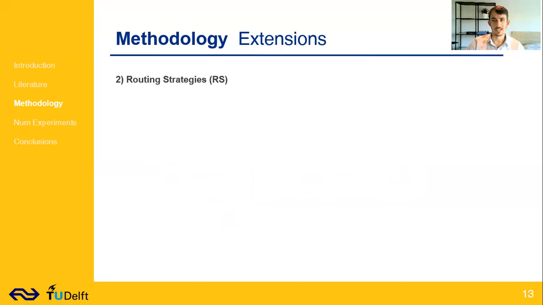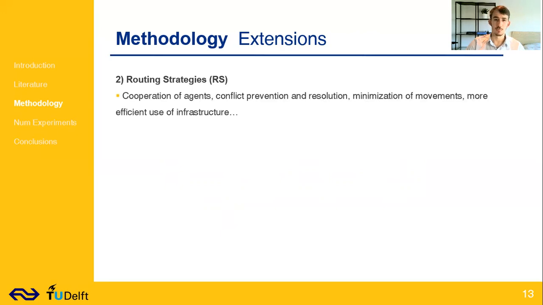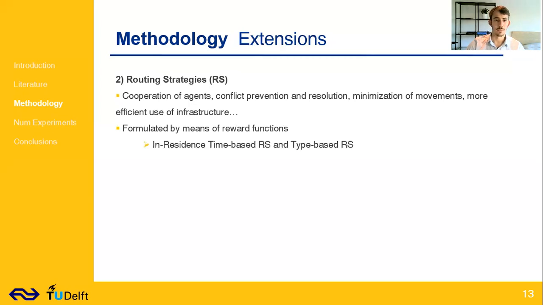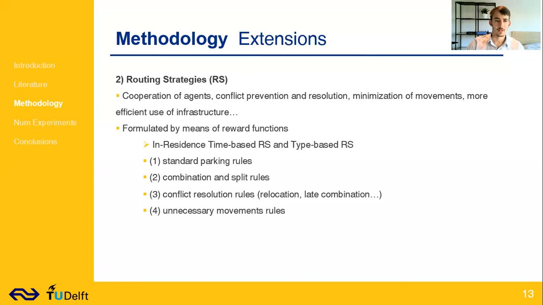Secondly, we have the routing strategies. The goal of the routing strategies is to help agents to cooperate, to prevent and resolve conflicts, minimize movements, and make a more efficient use of the infrastructure. We are formulating them by means of reward functions. We developed 2 of them, the in-residence time-based routing strategy and the type-based routing strategy. Each consists of 4 components: standard parking rules, combination and split rules, conflict resolution rules, and unnecessary movements rules. I'll describe briefly each of them.